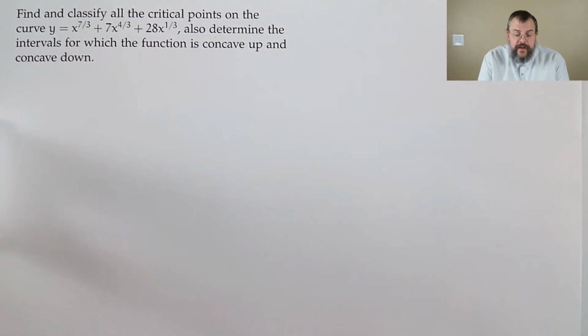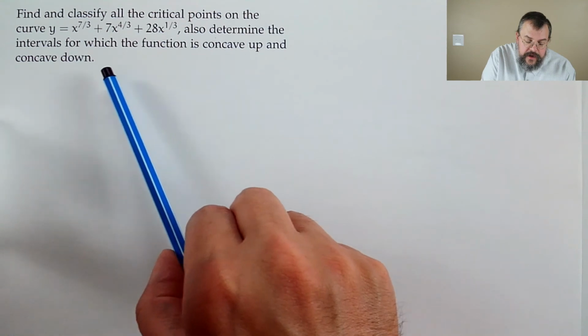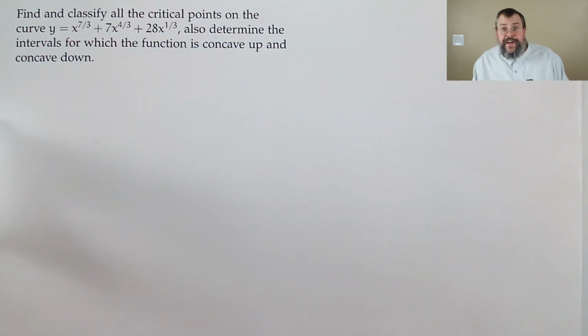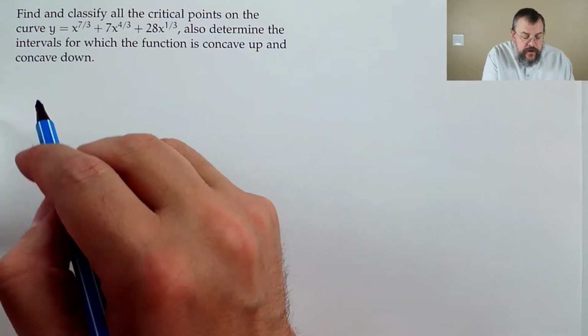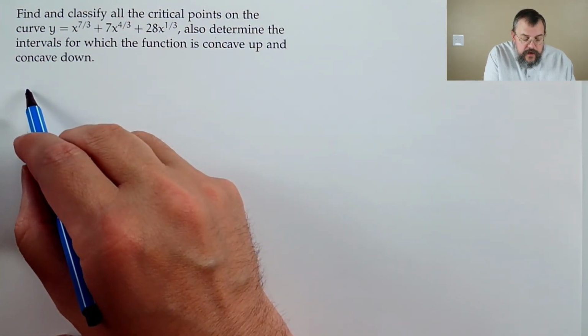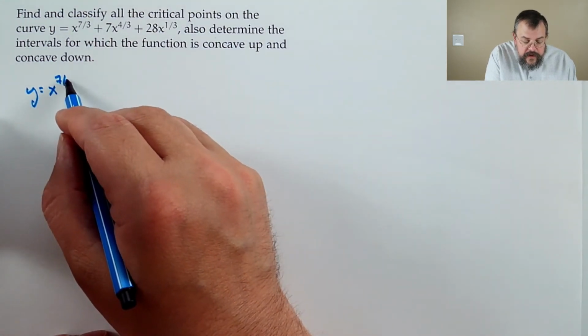Find and classify all the critical points on the curve y equals x^(7/3) plus 7x^(4/3) plus 28x^(1/3). Also determine the intervals for which the function is concave up and concave down. All right, we've done these problems a lot, right? So we're probably going to get pretty good at these. So, let's begin. All right, so we have our function y equals, and the good news is, as functions go, it's not so bad.